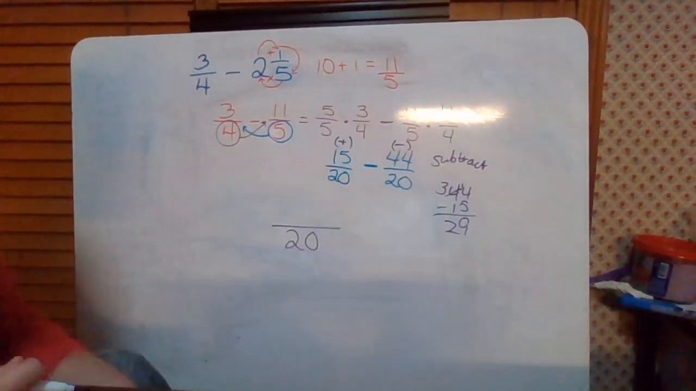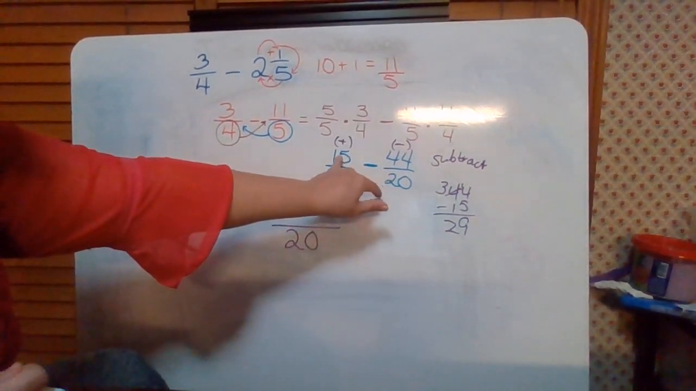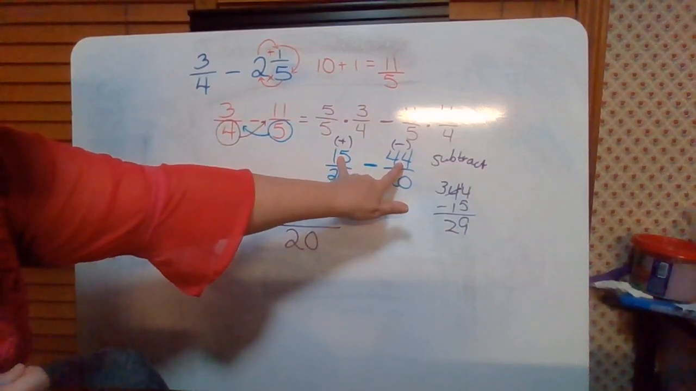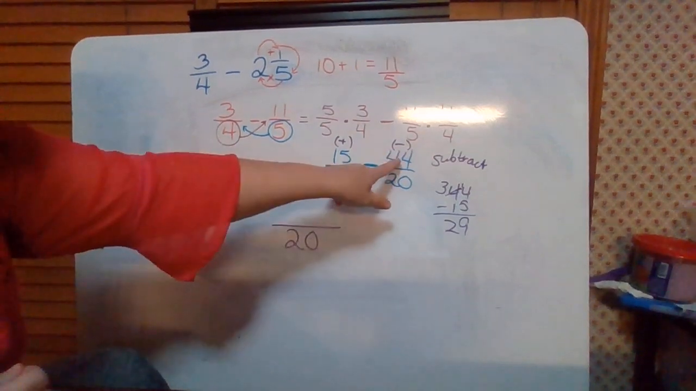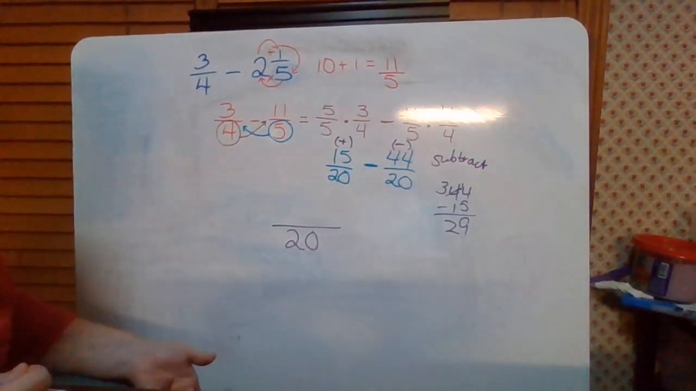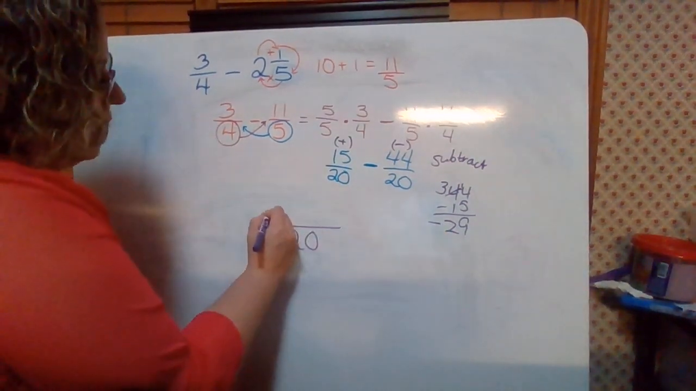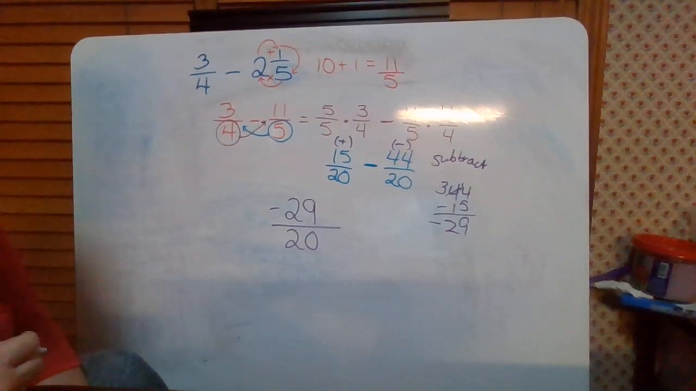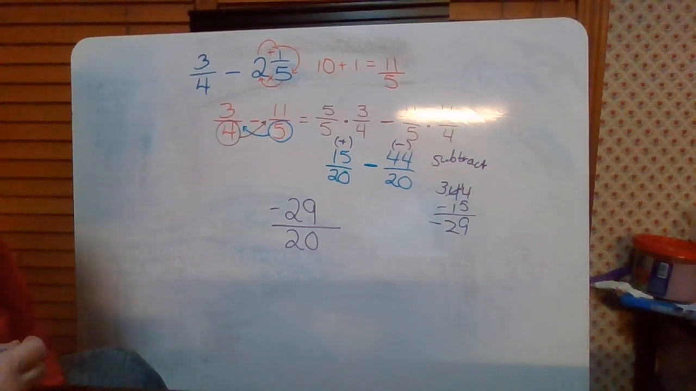Now, is that 29 going to be positive or negative? Let's look at our numbers. Which one's bigger, 15 or 44? That's right, 44, because as I'm counting up, it takes me longer to get there. So this is going to be negative 29, so it's negative 29 over 20. Can I leave it like this? Unfortunately, I cannot.